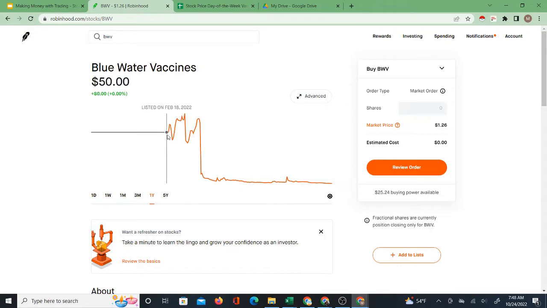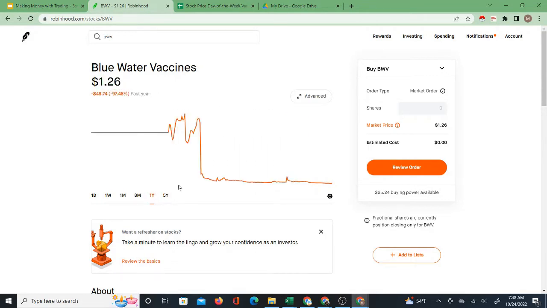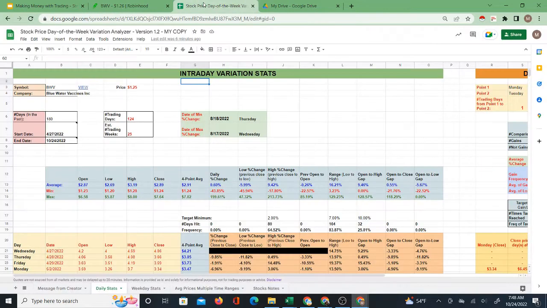It just started on February 18th of 2022, and so it's very new. As a human being looking at this chart, I can only see what happened overall over the course of a year, but I cannot see inside of each week. I cannot go in here and see what the pattern is inside of the week. I can't do that.